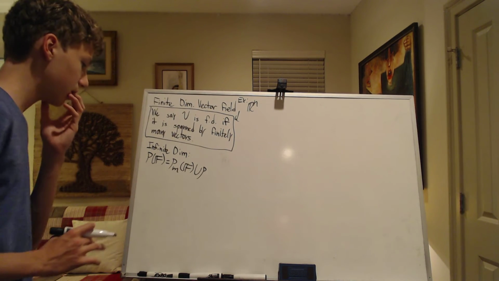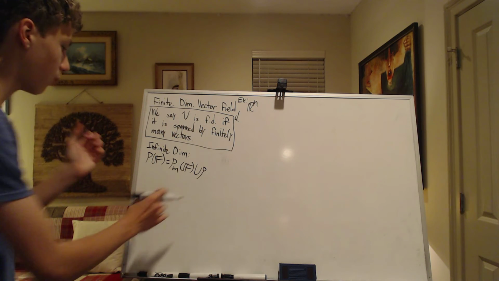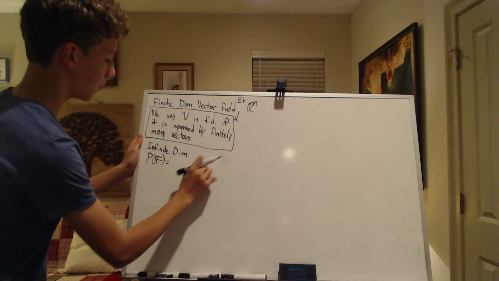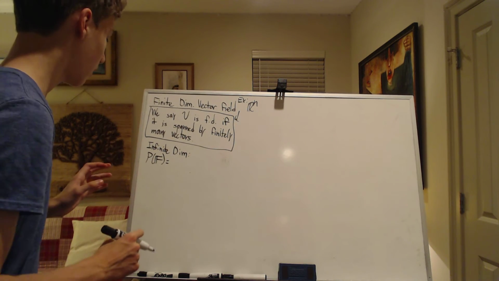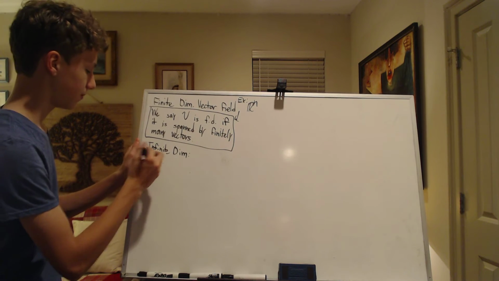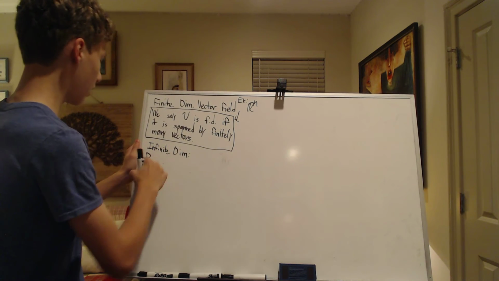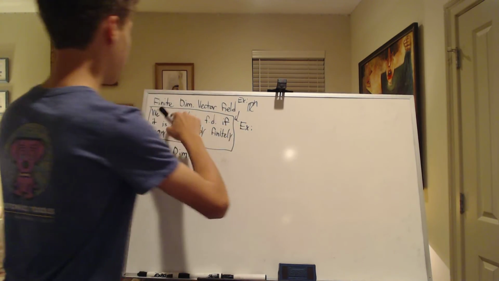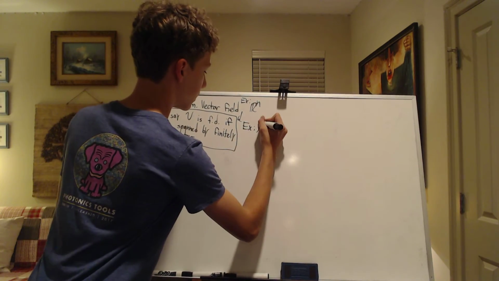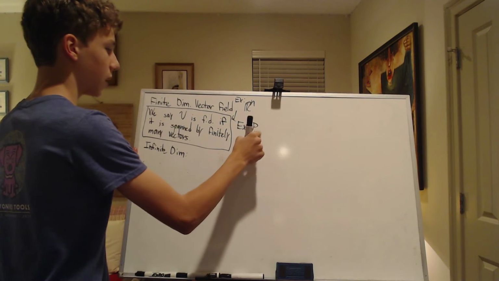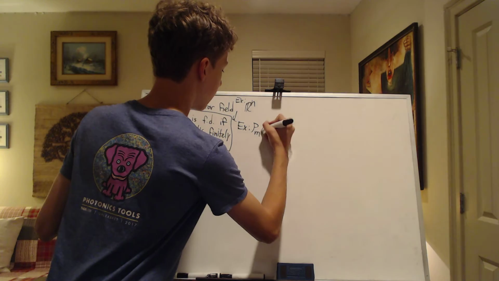Actually, this is not quite what we're looking for, because there's an important definition. In fact, before we define that general set, let's give another example of a finite dimensional vector space, and that's the set of all polynomials of degree at most n.